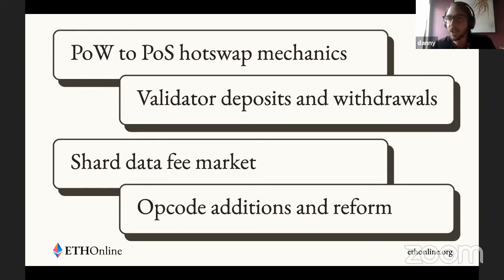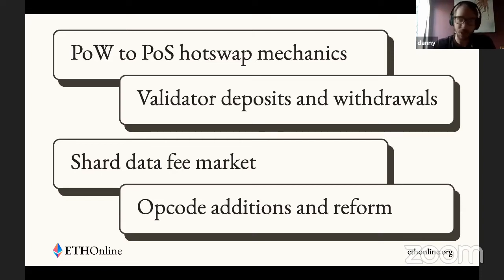So we're working on the proof of work, proof of stake, hot swap mechanics. So essentially, on the live Eth1 chain, how we can swap from proof of work to proof of stake safely. Looks like Mikhail's taking the lead on that and doing some R&D and prototyping. Validator deposits and withdrawals. Once you have the unification of the Eth1 chain with the beacon chain, we can handle validator deposits and withdrawals natively. There's some stuff to think through there, especially on the withdrawals, push versus pull, who pays gas, that kind of stuff.